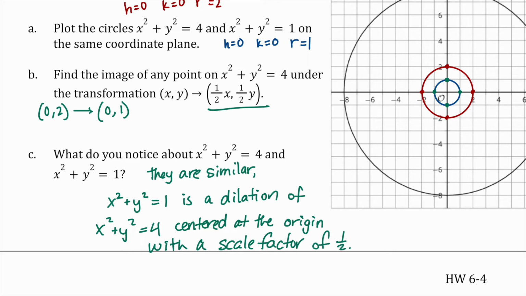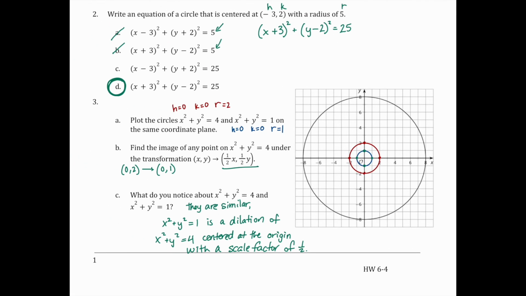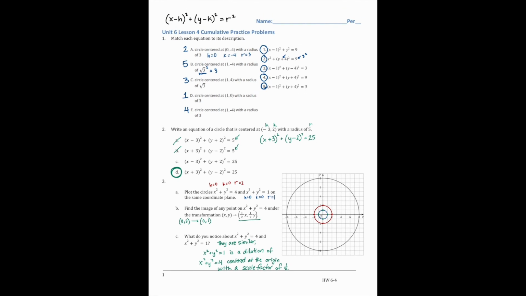So it's basically that same circle, just under a transformation. And they're centered at the same place. And since that center is also the center of dilation, they're kind of just right inside of each other there. But that's it for the first page.